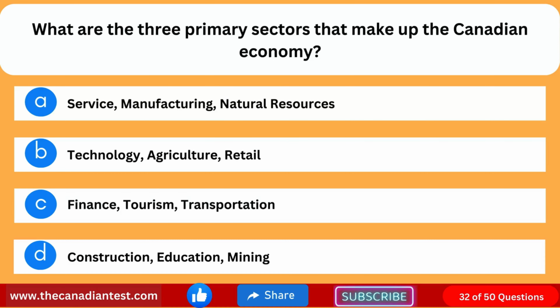What are the three primary sectors that make up the Canadian economy? Option A, service, manufacturing, natural resources. Option B, technology, agriculture, retail. Option C, finance, tourism, transportation. Option D, construction, education, mining.